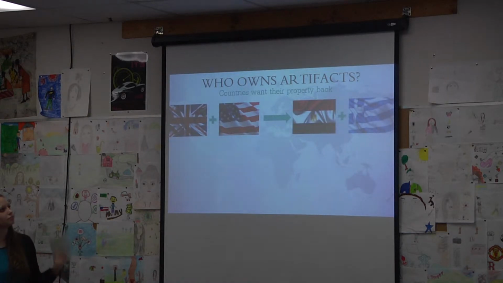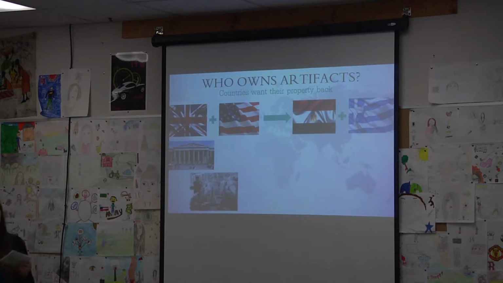During British colonial times and American colonial times, there were a lot of expeditions into Greece and Egypt where they took a lot of artifacts. The Parthenon is probably the most famous example, where after the Parthenon was destroyed in 1817 after a gunpowder explosion, British officials went in and took half of the remaining statues and put them in the British Museum. Currently, Greece is still trying to get their artifacts back.